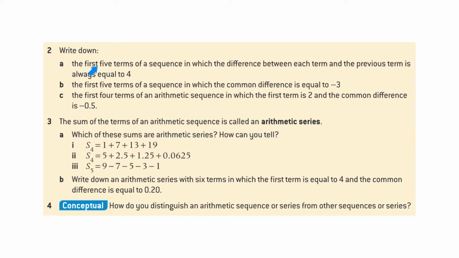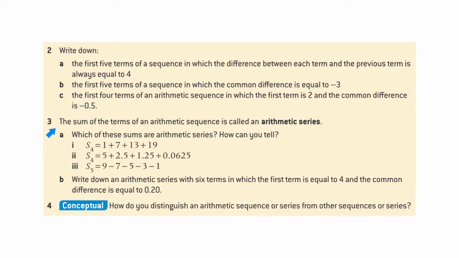For example, the first one, 5 terms in which the common difference between each term and the previous term is always equal to 4. So we could say, for example, 10, 14, 18, 22, 26, 30. Not sure if that was 5, but that's what they want you to do here.